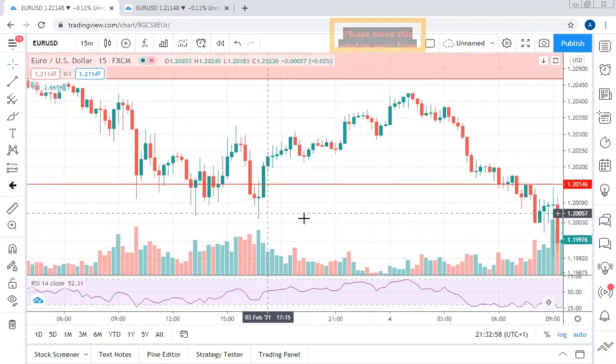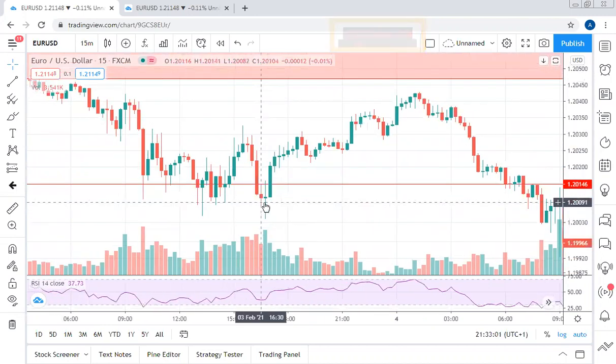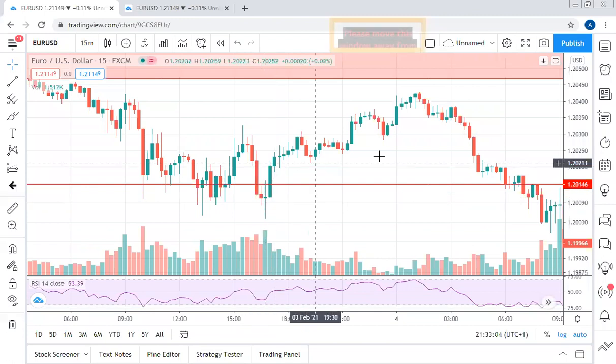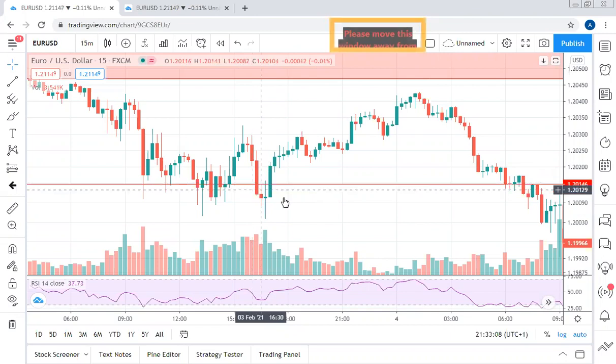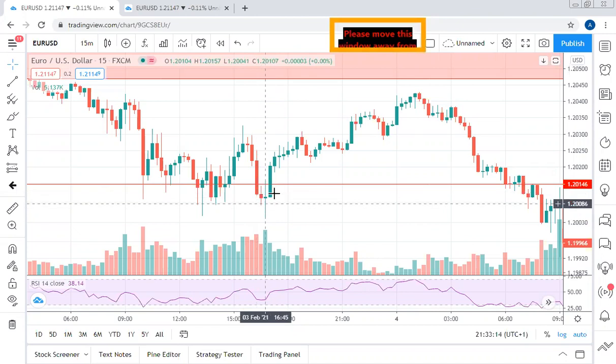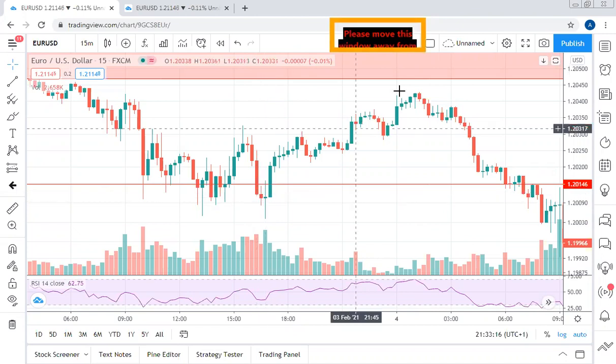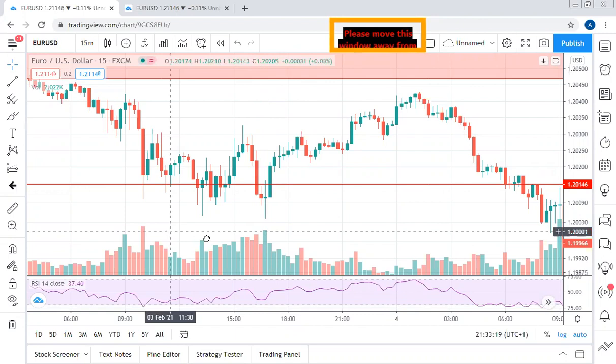So look at this. This is a morning star: a bearish candle, a doji, and a big bullish candle. The market bought. This is a morning star pattern: a bearish candle, a doji or a pin bar, and a bullish candle like this. Remember from the last class, this is a morning star, a reversal pattern, and the market bought.